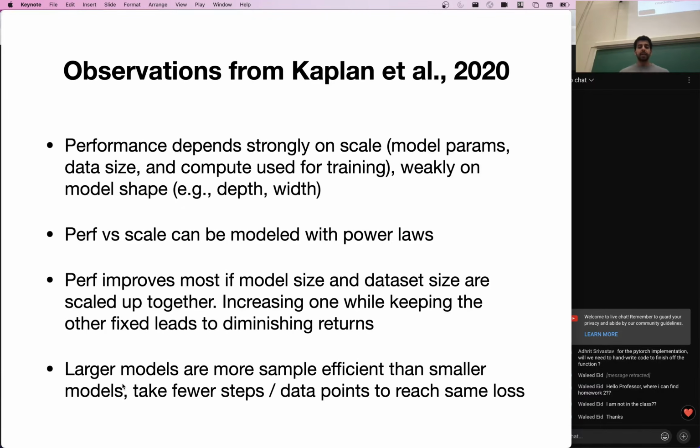And the final takeaway that is still relevant today is that, there's a lot more in this paper. If you're interested, you should check it out. But the one takeaway that I want to highlight is that larger models are more sample efficient than smaller models. So to reach the same test loss, they require fewer updates than smaller models. So this is another advantage of scale, the sample efficiency of these models.